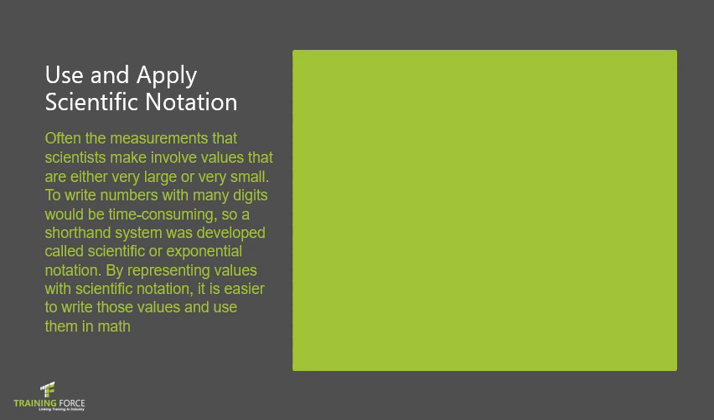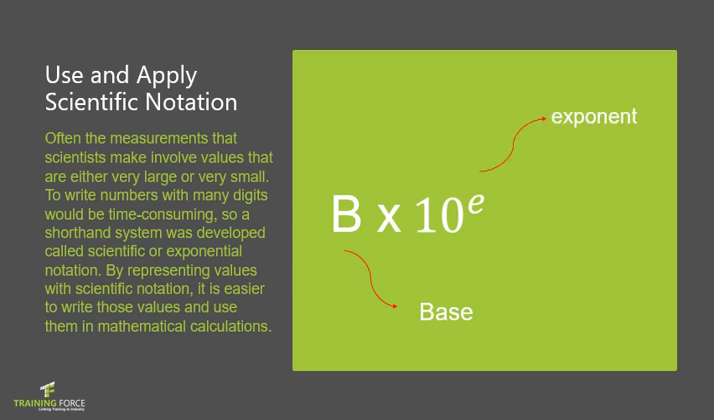The first part of the equation, B, is called the base, which is a number that is less than 10 and greater than or equal to 1. The E is the exponent, which is the number that tells you how many spaces to move the decimal point. When the value of the exponent is positive, you move the decimal point to the right for the number of spaces indicated by the exponent. A positive exponent is used to indicate a large number. When the exponent is negative, you move the decimal to the left, resulting in a number less than 1.